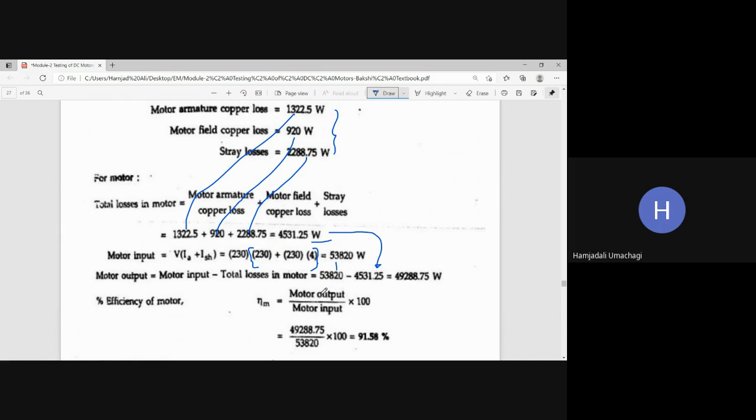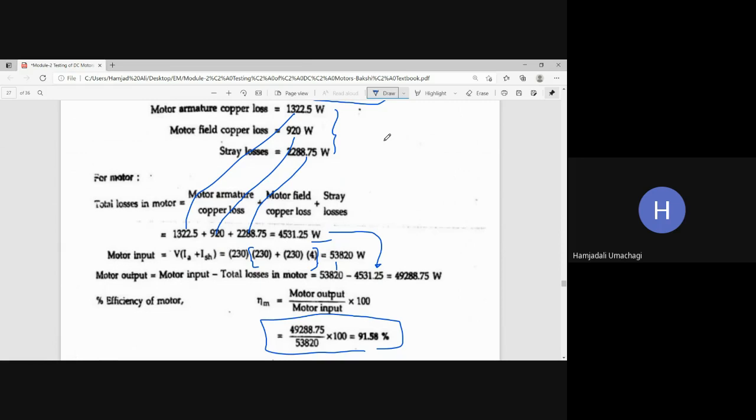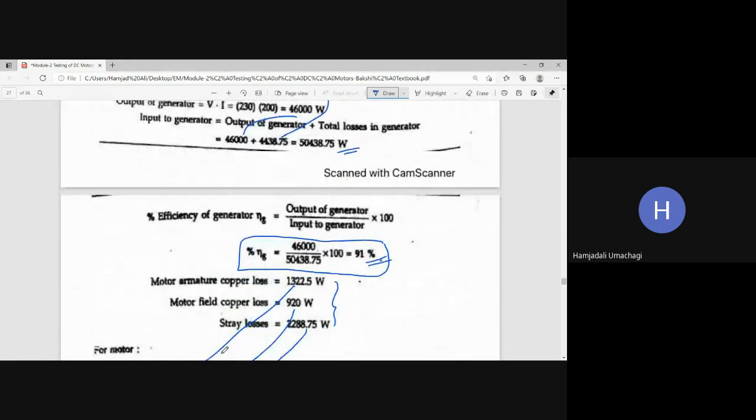With all this, let us calculate the efficiency of the motor. That is, efficiency is equal to motor output by motor input, into 100. So motor output is 49,288.75 divided by motor input 53,820 into 100, which will be 91.58%. So this is the efficiency of the motor, and in the beginning we calculated the efficiency of the generator. So this is how we calculate efficiency of the motor and generator using the Hopkinson test, excluding field winding method. This is one of the important questions which will be asked in the final exam. So practice all these problems. Fine. So here you should calculate all the things.